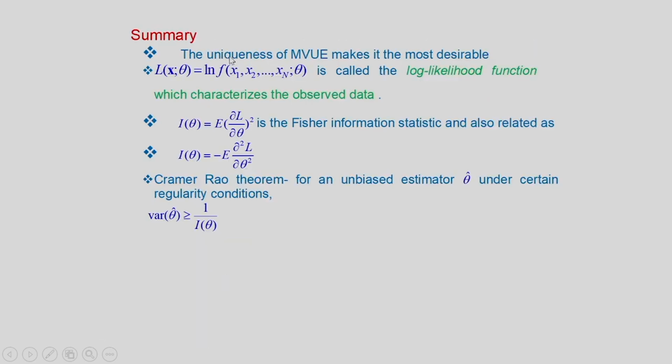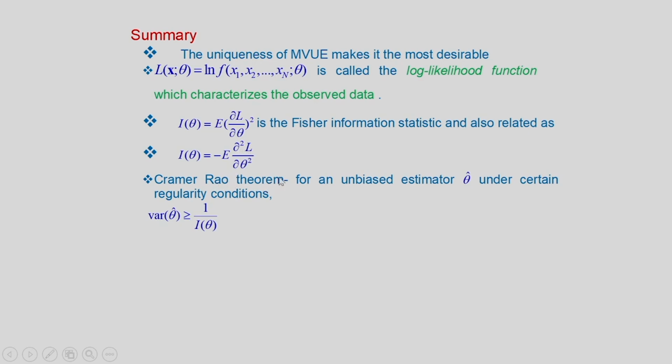Let us summarize the lecture. The uniqueness of MVUE makes it the most desirable estimator. So, that uniqueness we established. L of x, theta, that is equal to the log of the likelihood function, is called the log likelihood function, which characterizes the observed data. I theta, the Fisher information statistic, is equal to E of (del L del theta) square, and we also express it as equal to minus E of del square L del theta square.